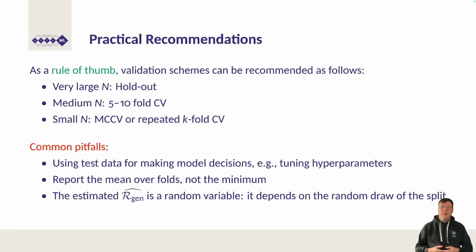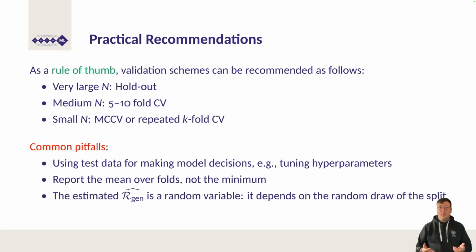Let us bring this together with practical guidance. As a rule of thumb, for very large datasets, holdout is appropriate. The test set is large enough that variance is not a concern. For medium-sized datasets, 5 to 10-fold cross-validation is the standard choice. For small datasets, MCCV or repeated k-fold cross-validation are preferable as they squeeze the most out of limited data.